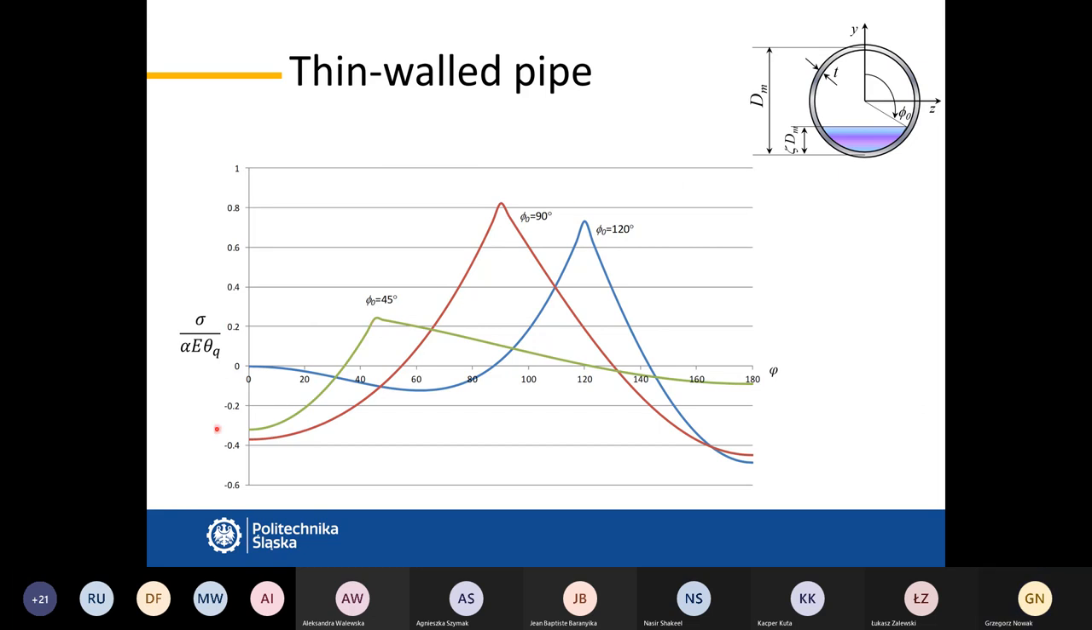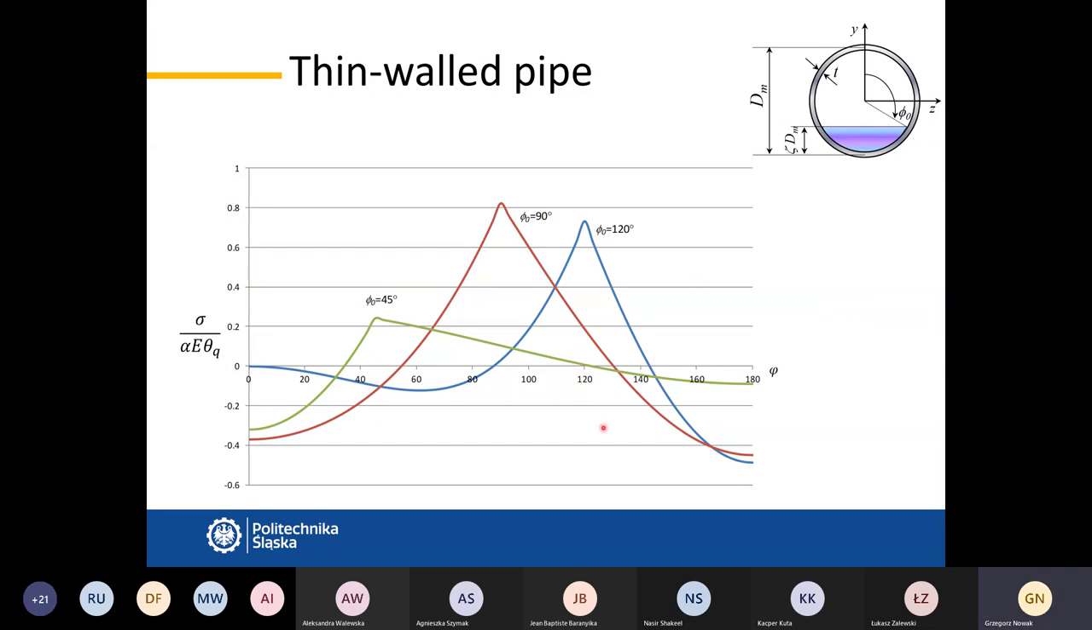So these are the distributions along the phi coordinate. We start here. This is the location here. And we proceed along the pipe wall up to 180 degrees. And the same story is on the left-hand side and on the right-hand side. So this distribution of stress is symmetrical.